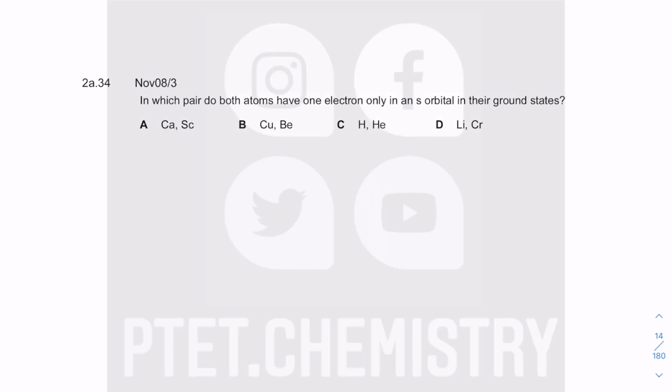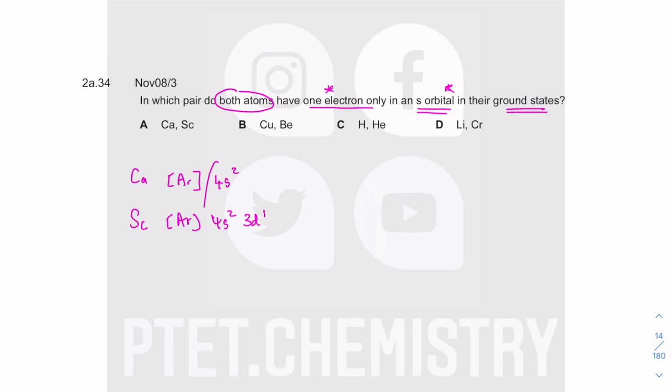Question 34, so this next question. In which pair do both atoms have 1 electron only in an s orbital in the ground state? Only 1 electron in the s orbital. So if we look at calcium and scandium, calcium, the configuration from the periodic table, if we start from argon, is 4s2, and then scandium will be argon 4s2 3d1. So both of these have 2 electrons in the 4s, so you can cross that out.